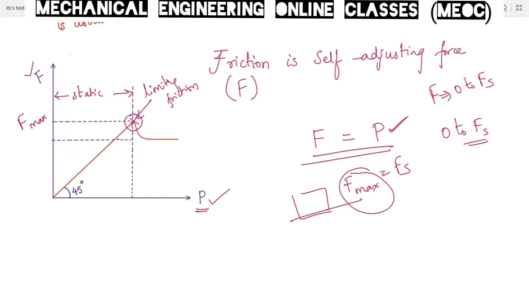Once F becomes F max, if P is further increased, the object has just started to move. So the impending motion is the limiting friction, and if the external force is beyond that limiting friction, or if P can overcome that limiting friction, then the object will start moving. This comes under the condition when the object is in motion.